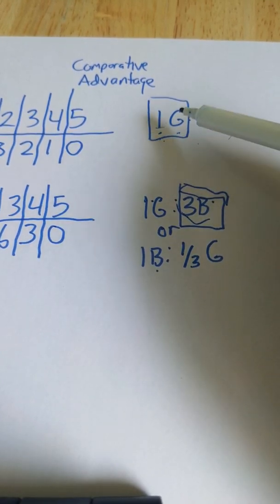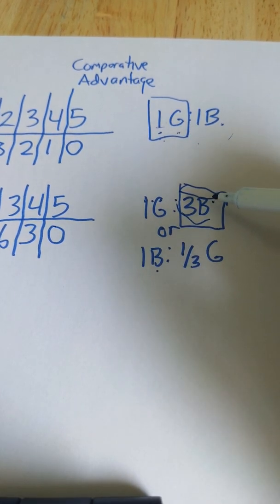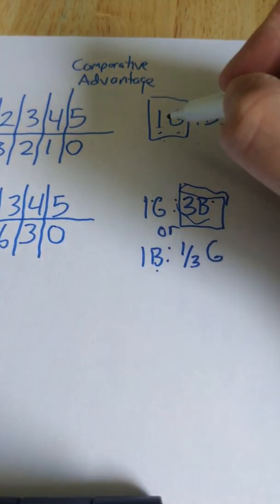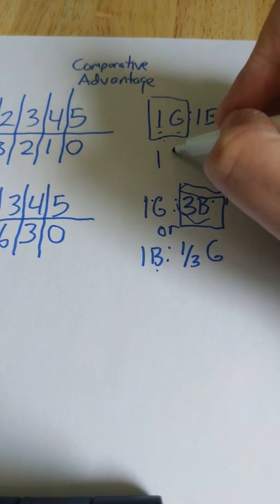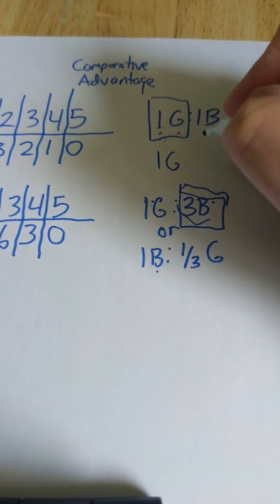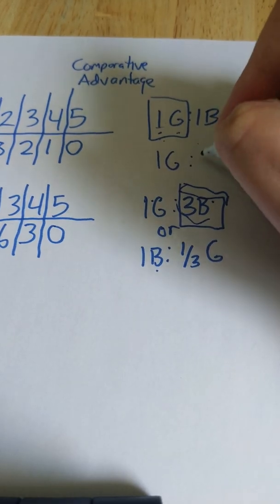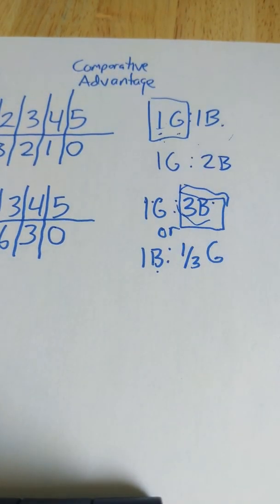So it needs to be greater than 1 gun and less than 3 butters. So 1 gun, greater than 1 butter and less than 3 butters. 1 gun to 2 butters would work for both nations.